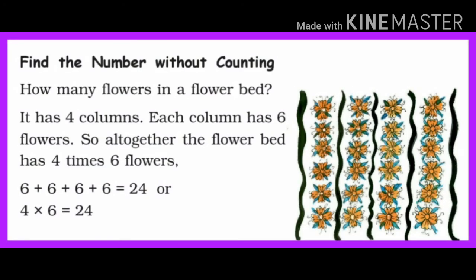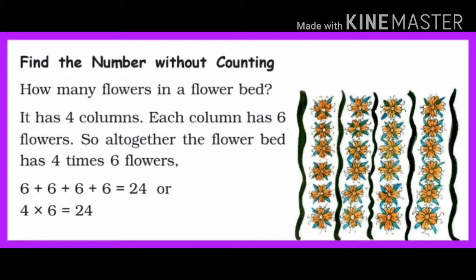Our next topic is find the number without counting. How many flowers are in a flower bed? Children, you can see in the picture there are flowers arranged in lines. It has 4 columns. Each column has 6 flowers.